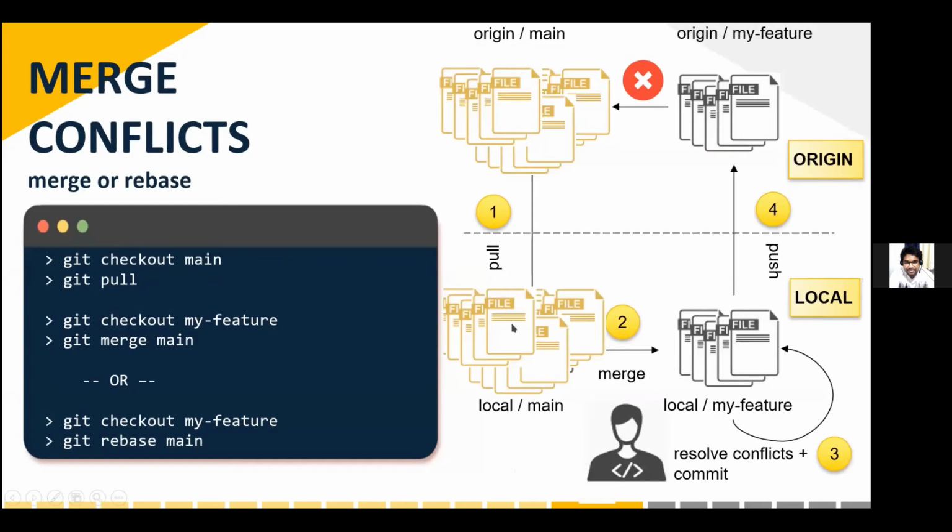We are equalizing these two branches by using a git pull. Okay, this is the first thing that we did.